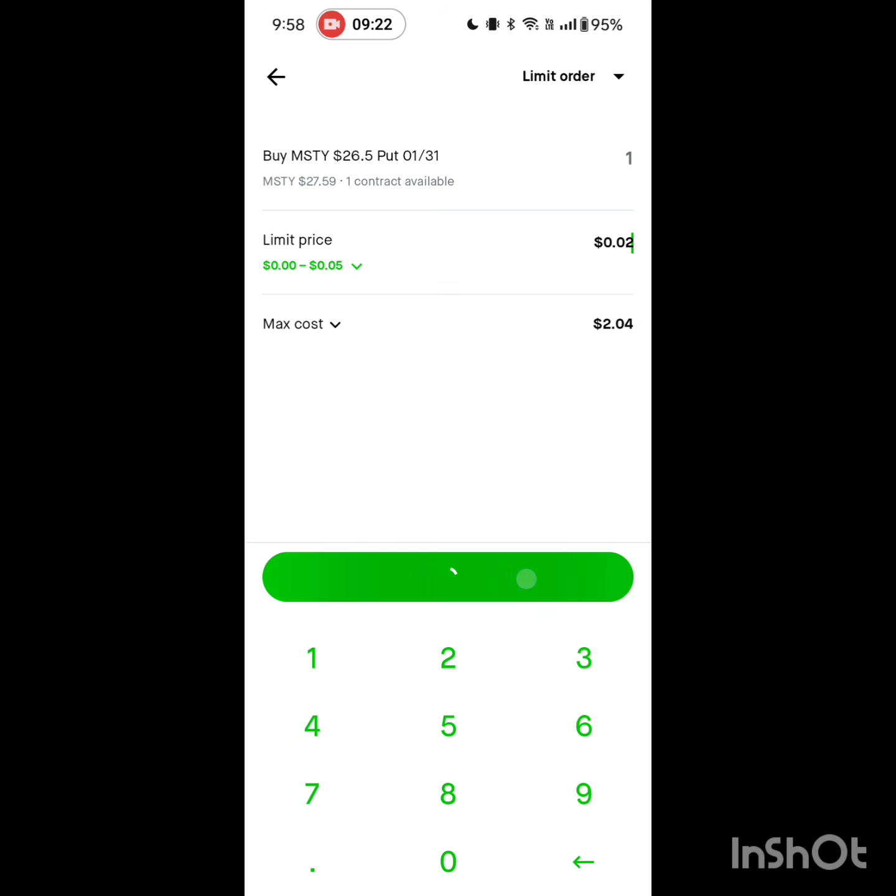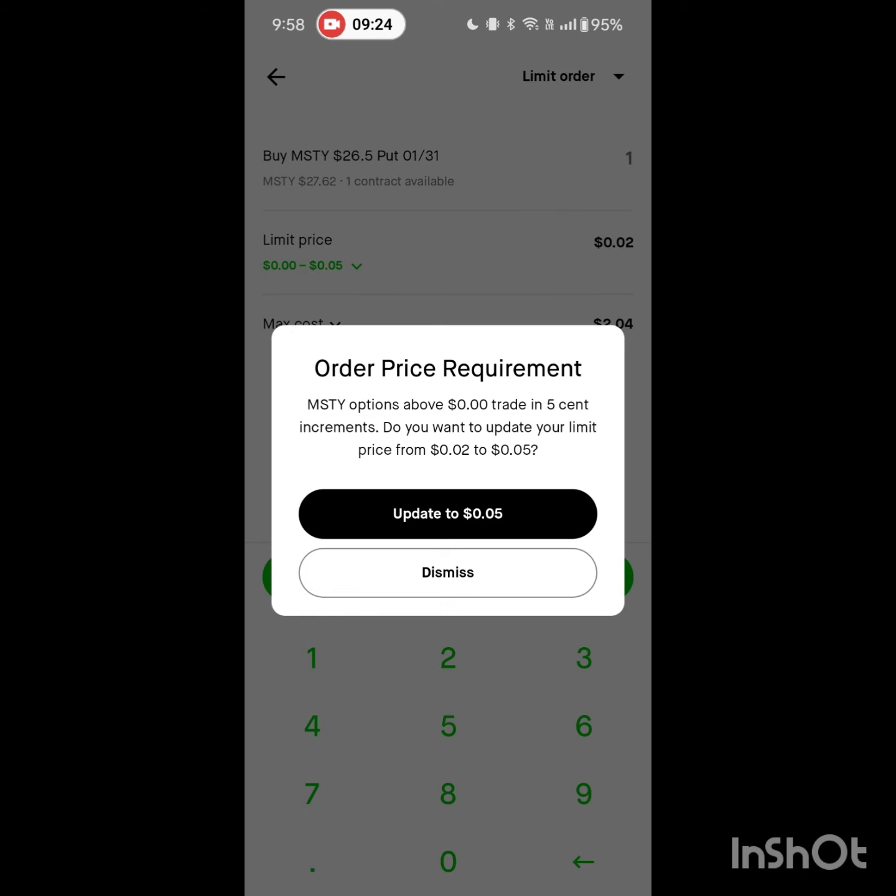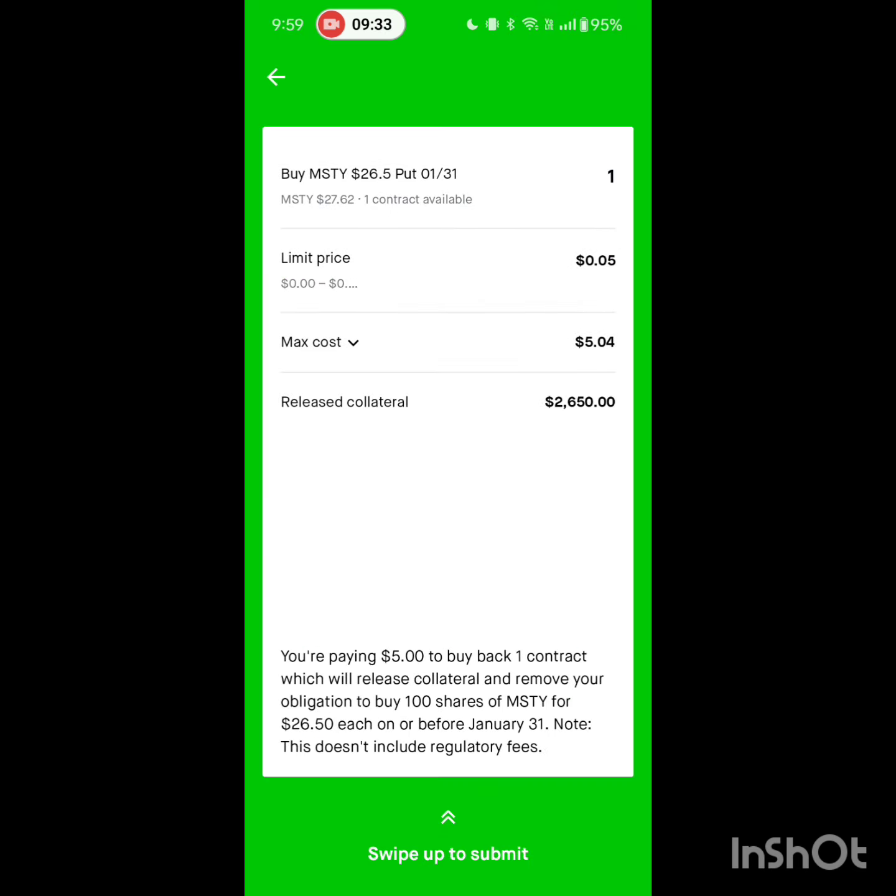Okay, so what happens? You review it. 5 cent increments. 5 cents. What? Fine. I'll pay $5 if they want me to. But what this is going to do is release my collateral and my obligation to buy the 100 shares of MSTY at 26.50. So this goes back to my buying power, and it'll be available for me to make more sell puts for next week or whenever you feel like it.